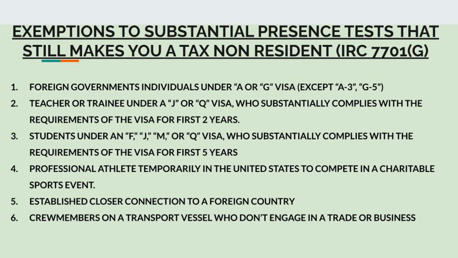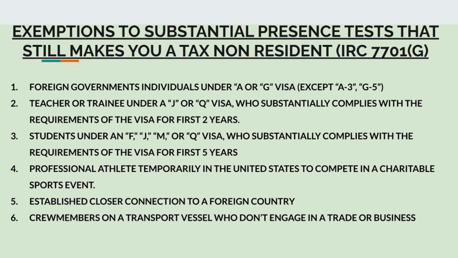Number 3 is the students under F, J, M, or Q visas who substantially comply with the requirements of the visa for the first 5 years. Same thing applies here as well for that phrase of substantially complying with the requirements of the visa. Number 4 are the professional athletes temporarily in the United States to compete in a charitable sport event. So if you happen to be a professional athlete in the US for just doing a charitable sport event, that also will exempt you from tax residency.